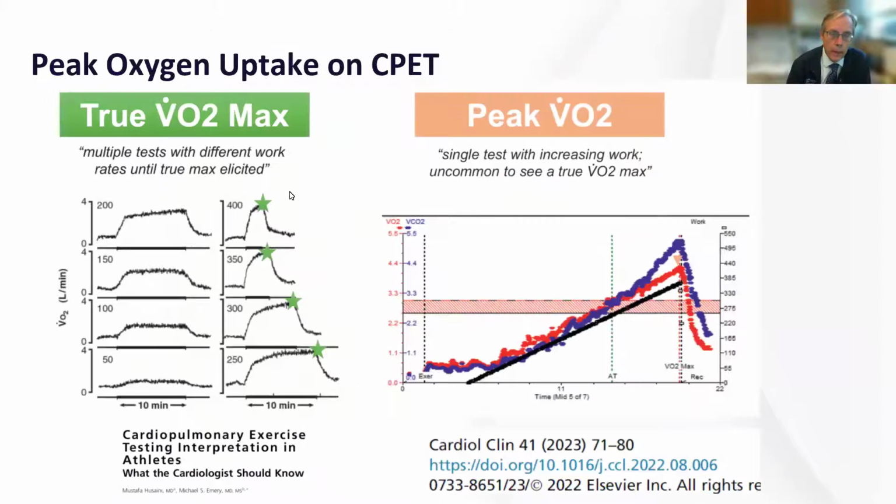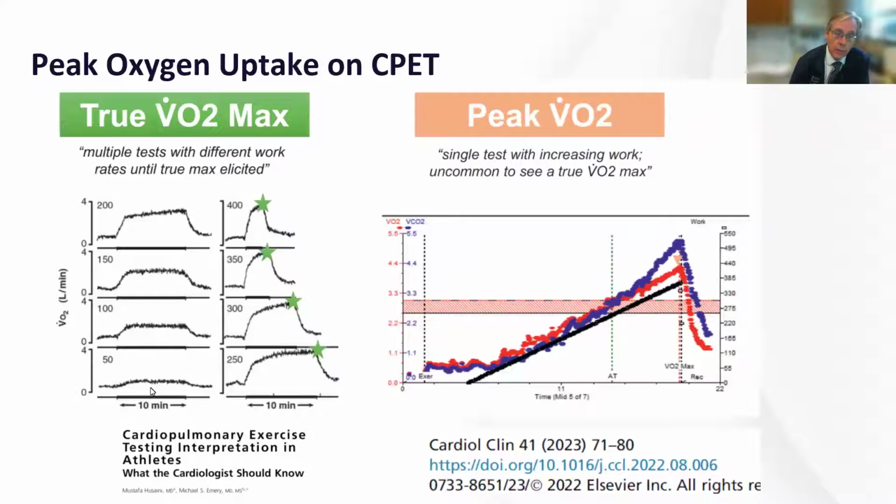So one of the other things to think about is to use the right terminology. I think during clinical exercise testing, you should always be talking about peak oxygen uptake. That's the maximum that you measured during the test, but it doesn't mean it's a true maximal oxygen uptake. So peak oxygen uptake is the measured value during the test. But if you want a true oxygen uptake maximum, you have to go through a bunch of different constant work rates to see if that oxygen uptake comes to the same value.